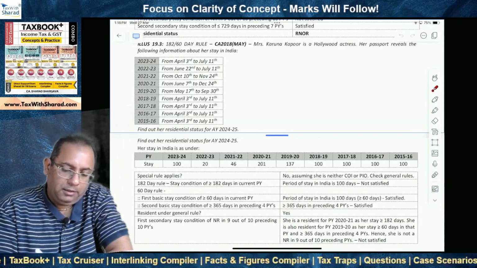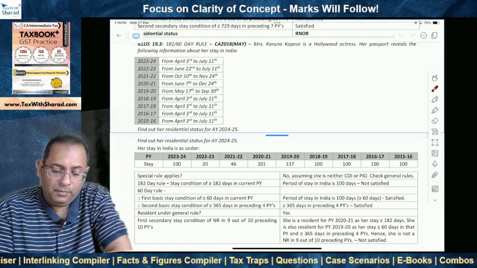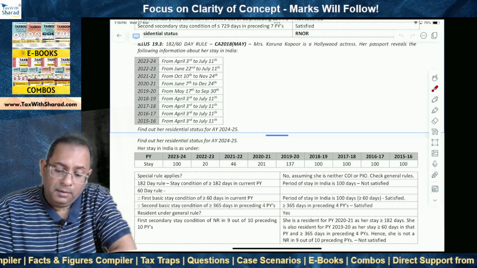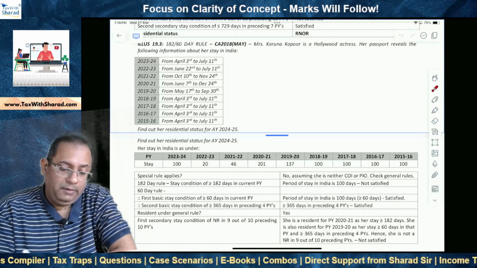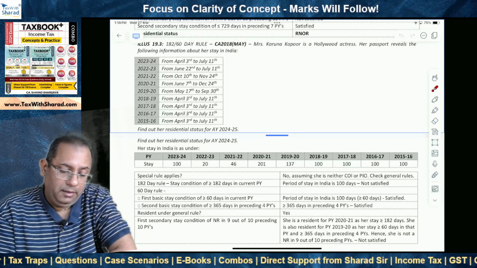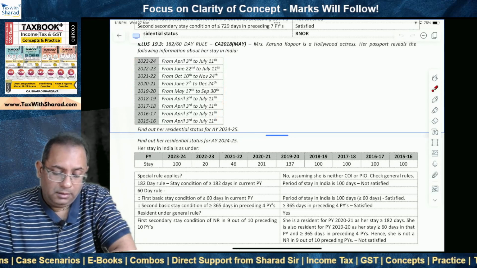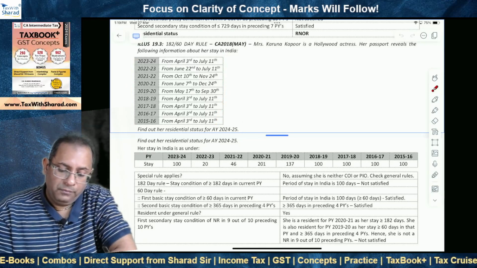Now we move to the next illustration, which also deals with the application of the 182 or 60-day rule. And this was something that was asked in the CA May 2018 exam as well. Mrs. Karna Kapoor is a Hollywood actress. Her passport reveals the following information about her stay in India. And these are the various years and these are the dates about her stay in India. Find out her residential status for AY 24-25.